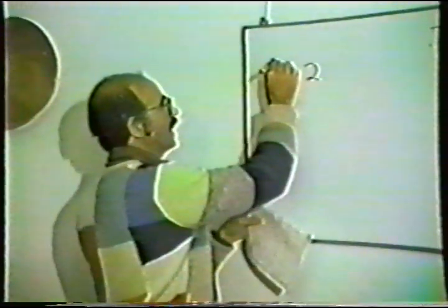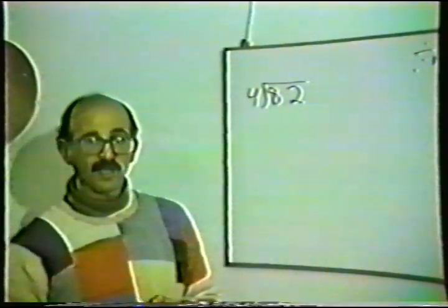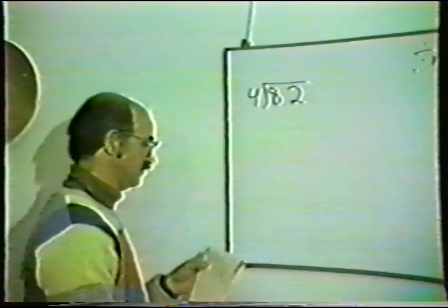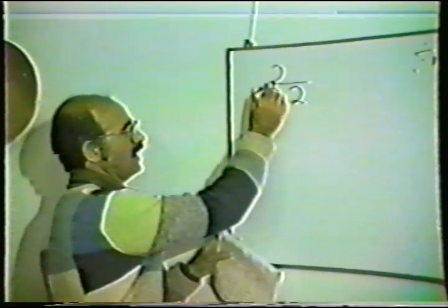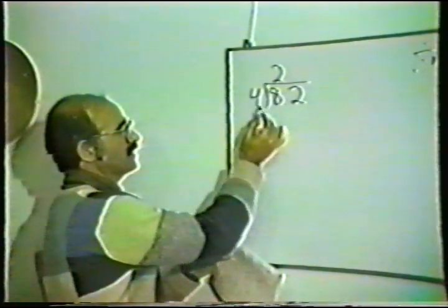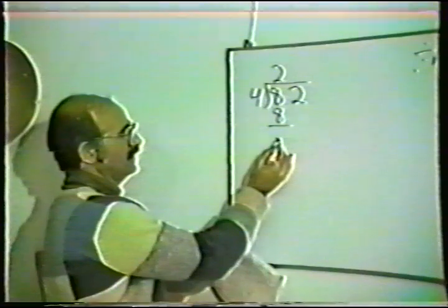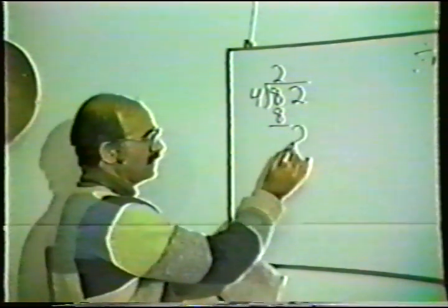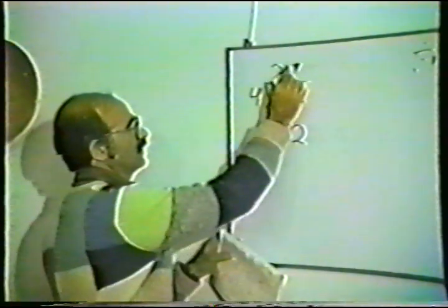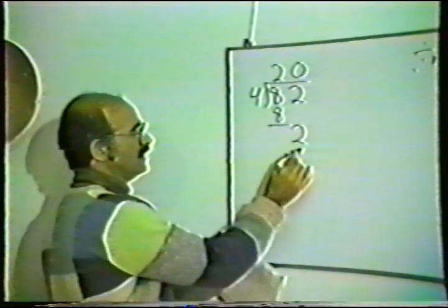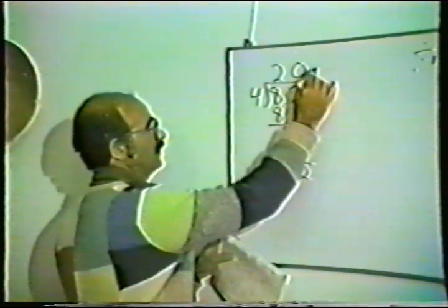Four into 82, which is another way of saying 82 divided by 4. 4 into 8 goes? 2. Twice, because 2 times 4 is 8. Subtract, get? 0. Bring down the 2. 4 into 2 goes? 0. 0 times 4 is? 0. Subtract, get? 2. Remainder 2.